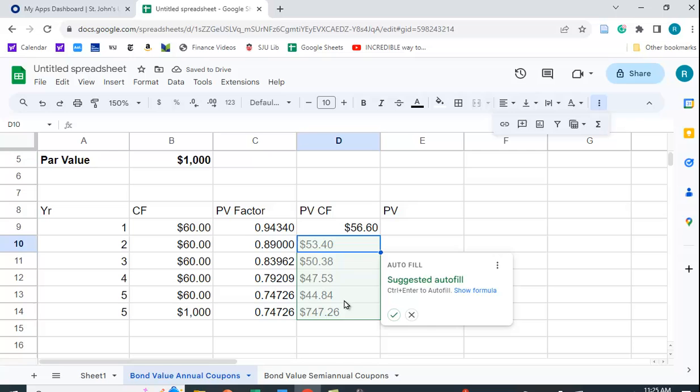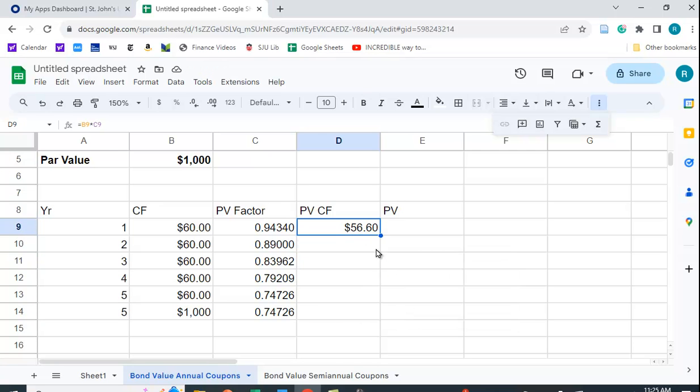And again, it wants to fill it in for us. If you don't want to use that, you can simply highlight the cell, and then you see that little box on the bottom right. If you hover over it, you get this sort of plus sign, and you can just hold the left mouse key and drag it down. So we get these values. Let me expand this decimal place here. And we can just sum this up.